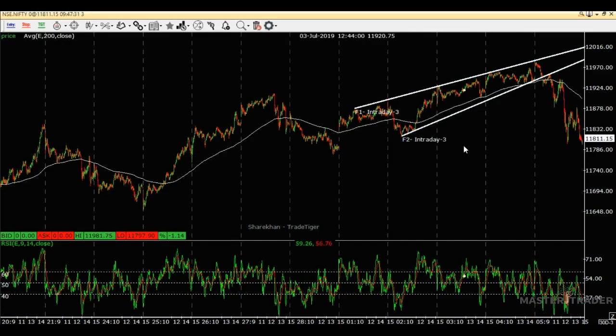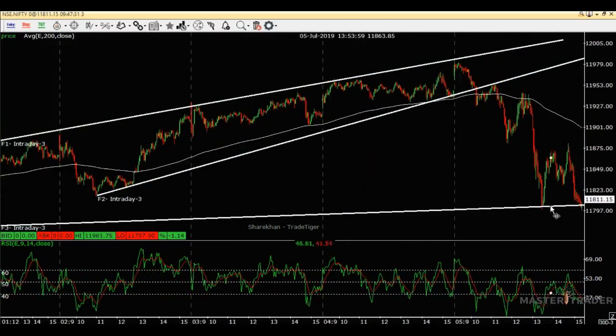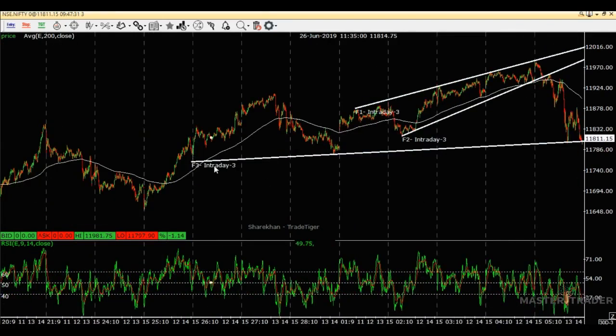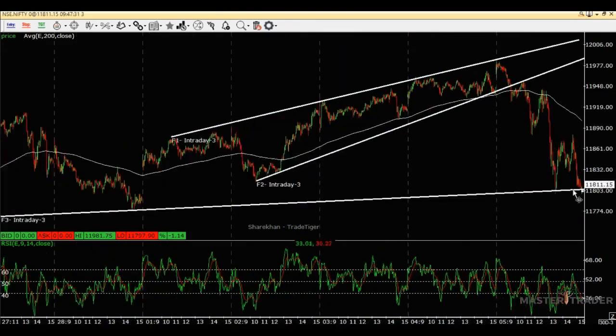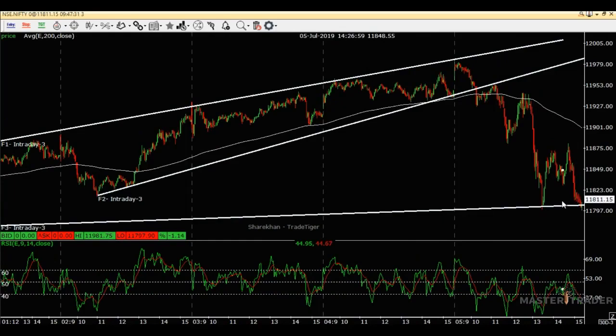If I connect this swing low to this swing low, I can see that this support trend line comes exactly at 11,800. Can you see how I drew this? I connected this swing low to this swing low, which gave me this support trend line.